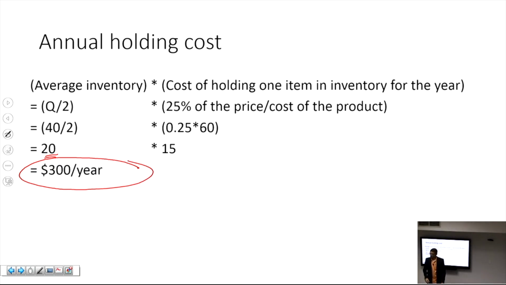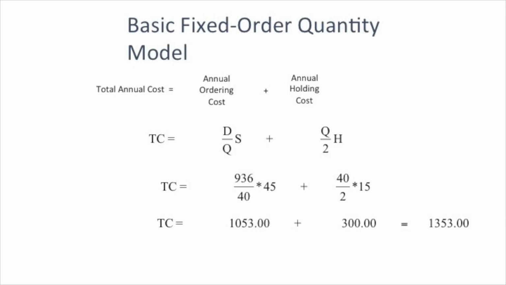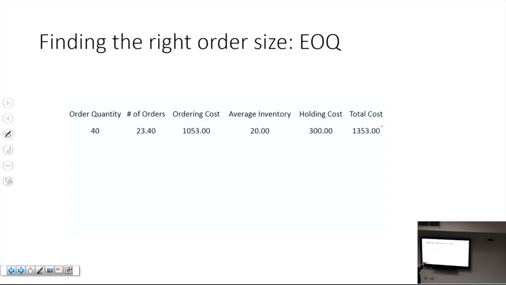Now let's find the total cost for this order size for the entire year, right? You will see this formula in your formula sheet, the formula sheet that will be given to you or printed for you on the exam. Okay, so that's your total cost then. All right, this is what we have so far for an order size of 40.